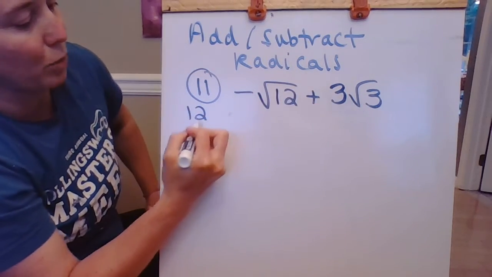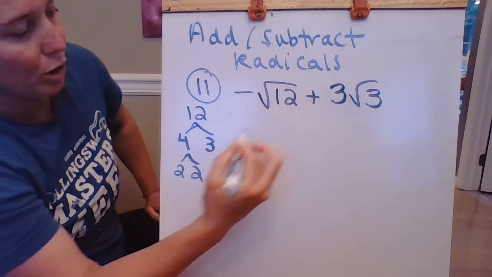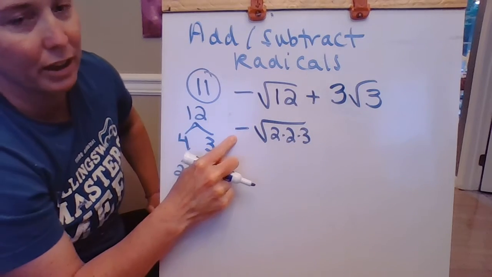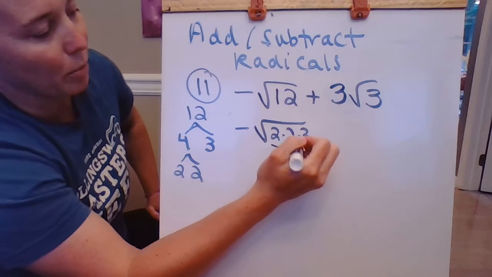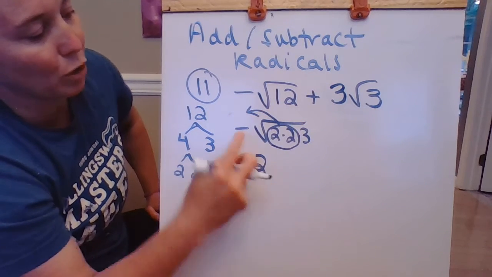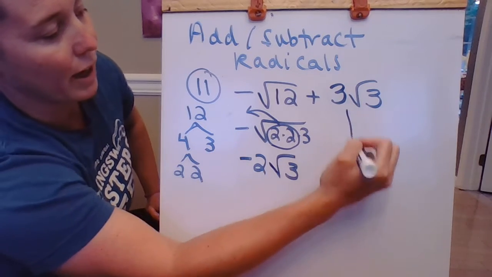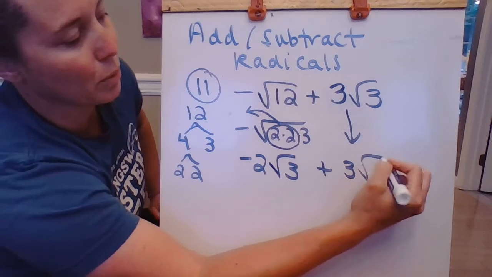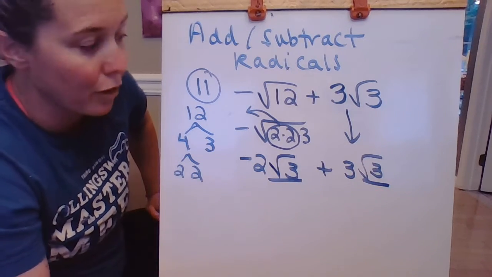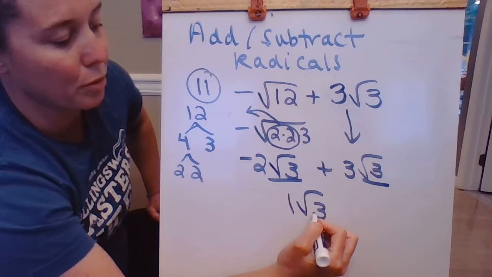Okay, so let's take that 12 out. What's that? 4 times 3, which is 2 times 2. So this is actually 2 times 2 times 3. Notice there's a negative sign in front of it. A double is going to come out of that radical. It comes out as a single 2, but there's a negative sign, so we keep that negative sign in front of it: negative 2 root 3, and I'll bring down the 3 root 3. I have the same radicand, so now I can add them together. Negative 2 plus 3 is 1 root 3.